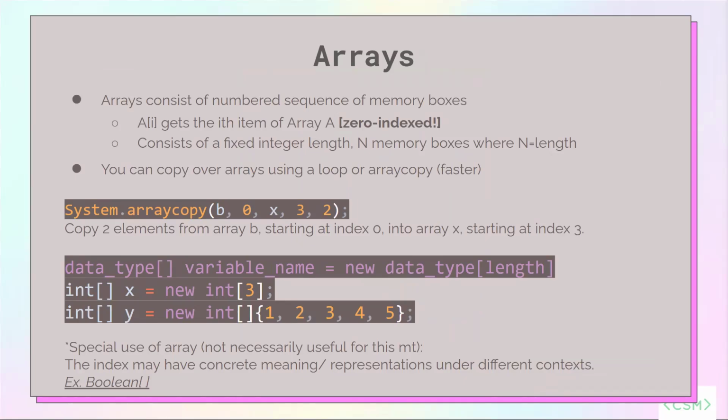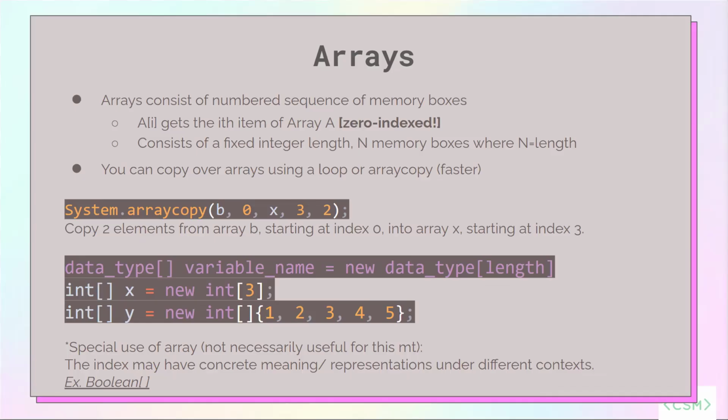An array consists of a sequence of memory boxes, and we can access items within an array through an index. Remember that arrays are zero-indexed, meaning that if you do array square bracket 0, it will give you the first item in the array. And an array has a fixed integer length.